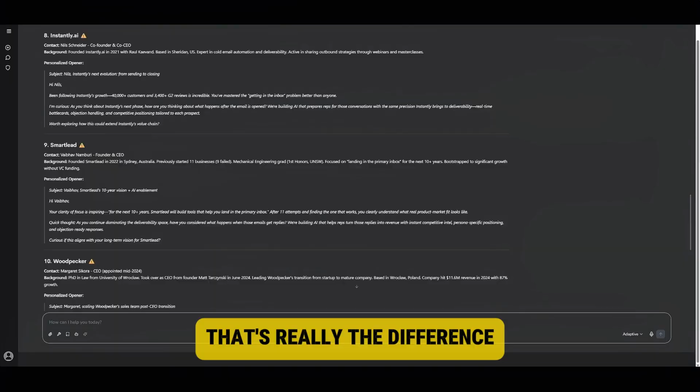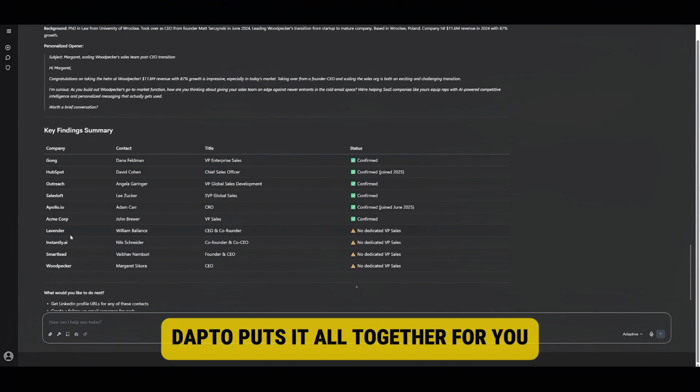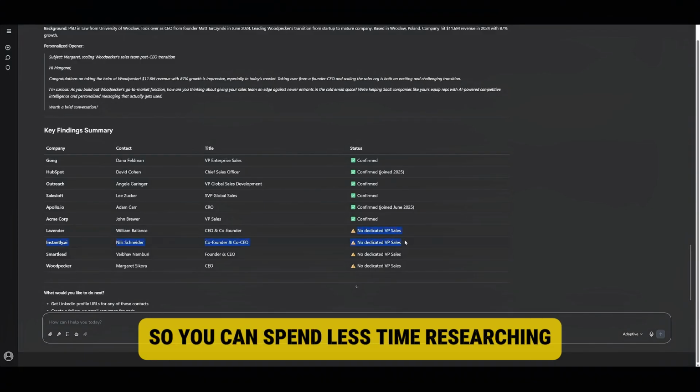That's really the difference. Most tools give you pieces of the puzzle. Dapto puts it all together for you. So you can spend less time researching and more time actually getting replies and closing deals.